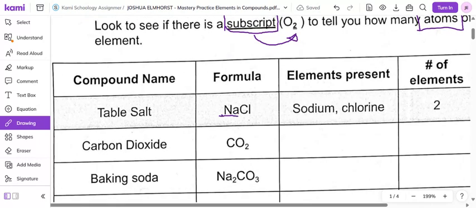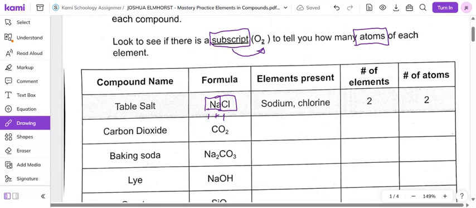So let's find the capital letters. Here we have Na, capital and lowercase, and then we have Cl. So there's 1 atom, 2 atoms, and then we check the subscript. We don't have any subscripts, so we have 1 plus 1. And so this is going to be sodium, Na, and then chlorine. So just the elements, we have 2 elements, and because we don't have any subscripts or coefficients, we're only going to have 2 atoms.